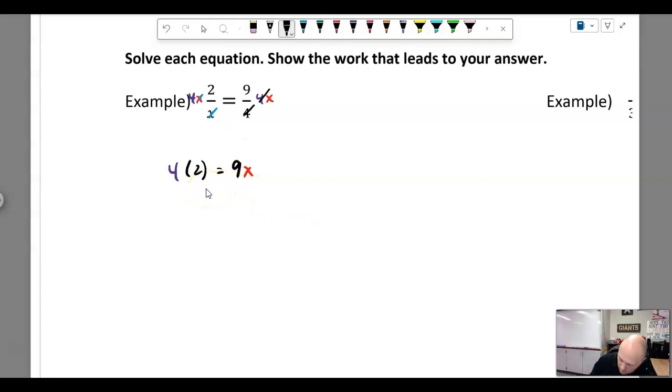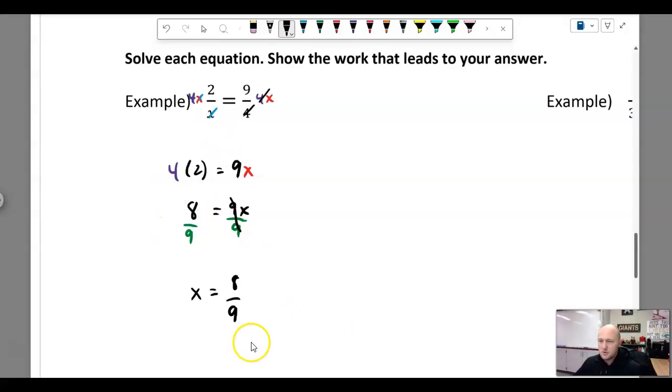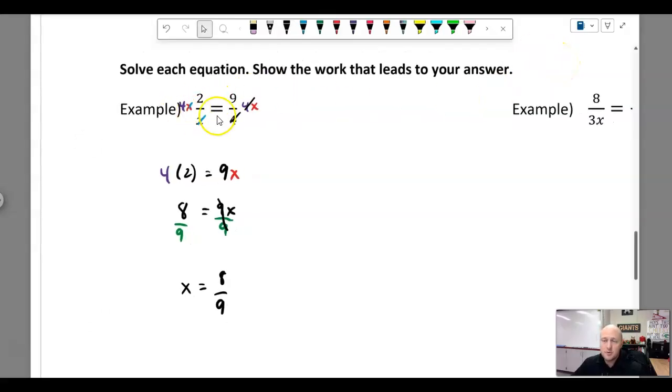Very straightforward. 4 times 2 is 8. 9x. I'm going to divide both sides by 9, and we get x is equal to 8/9. Bingo! There you go. Do we have to reduce or give a fraction or a decimal? No, they don't tell us decimal form. So anyway, that's multiplying by the product of the factors in the denominator.